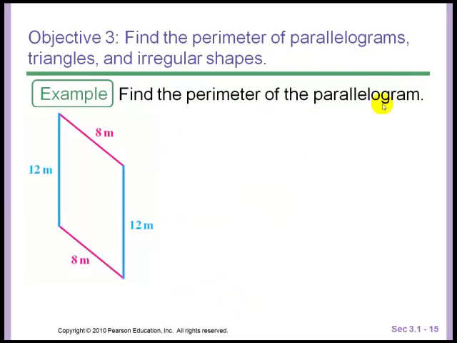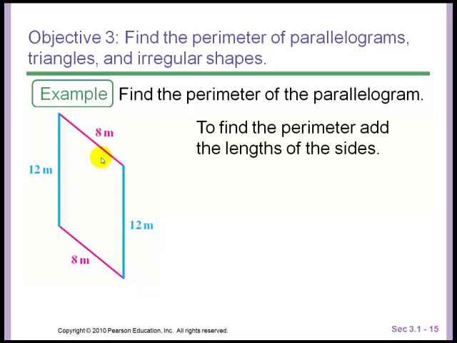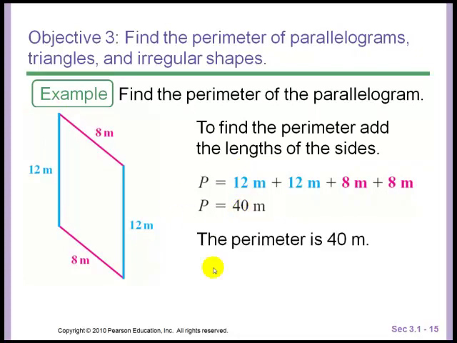Find the perimeter of a parallelogram. There is no formal definition. However, this is just a straight-sided shape, so to find the perimeter, you just add up all the sides. 12 plus 12 and 8 plus 8. Remember, we are adding, so order doesn't matter. You could also have written 12 plus 8 plus 12 plus 8. You don't have to have them grouped next to each other. When you add all of them up, you get 40 meters as our perimeter. You must have units in your final answer.